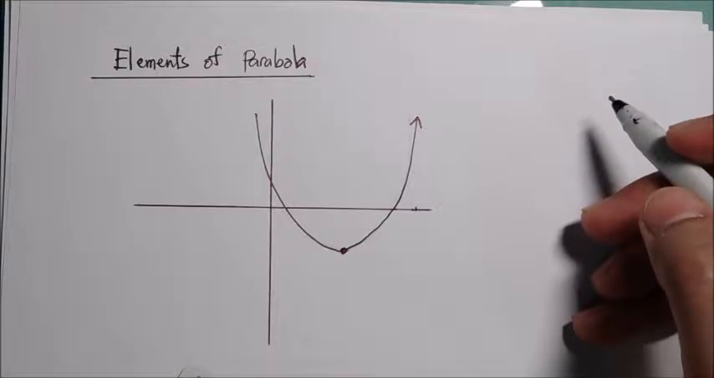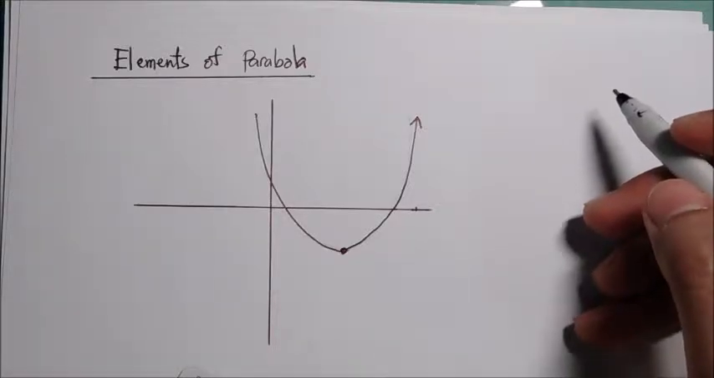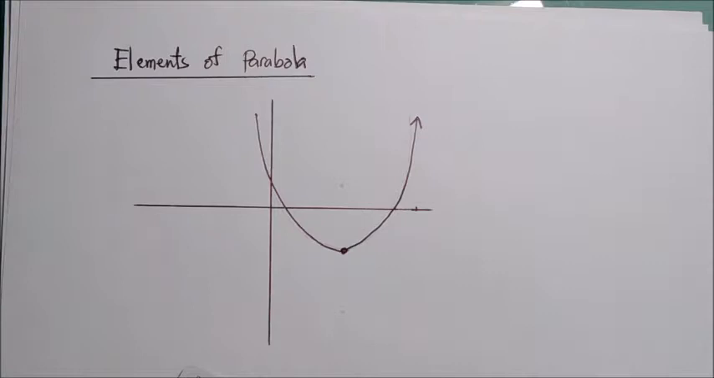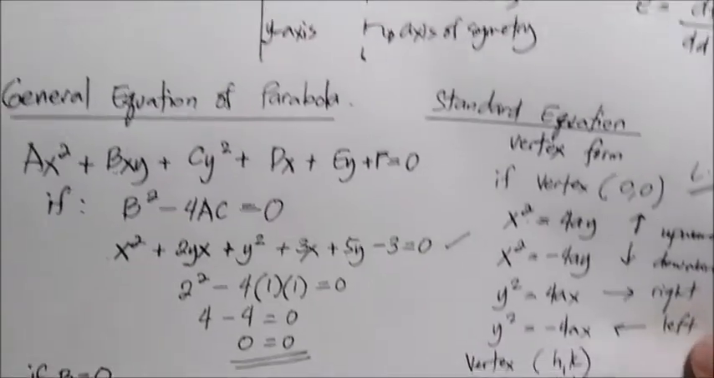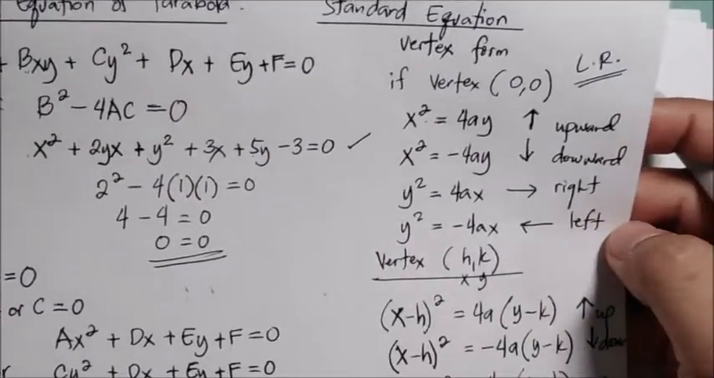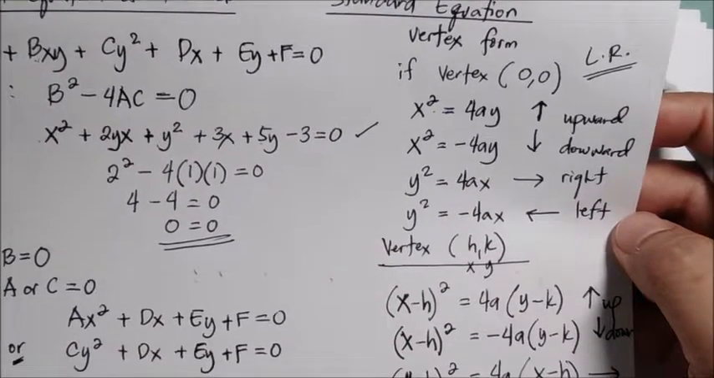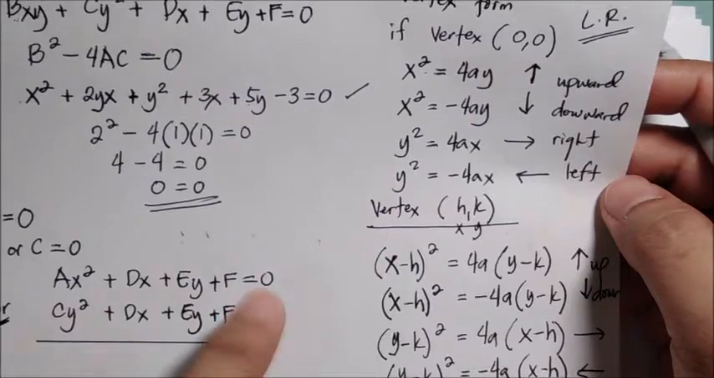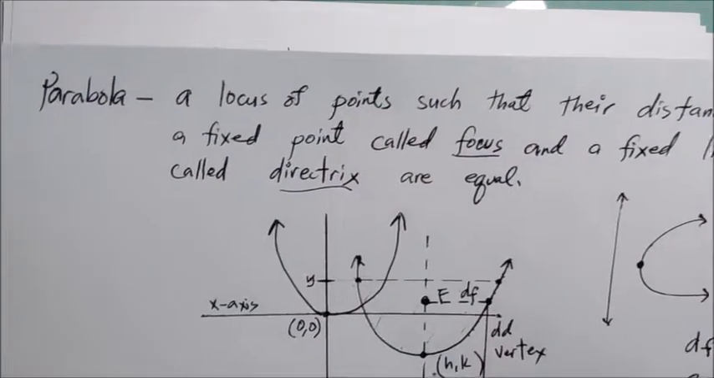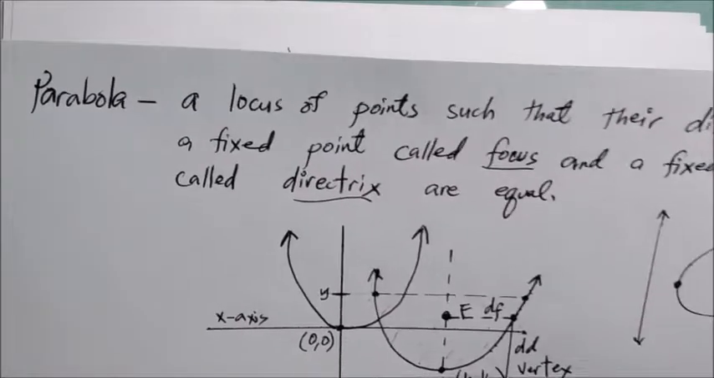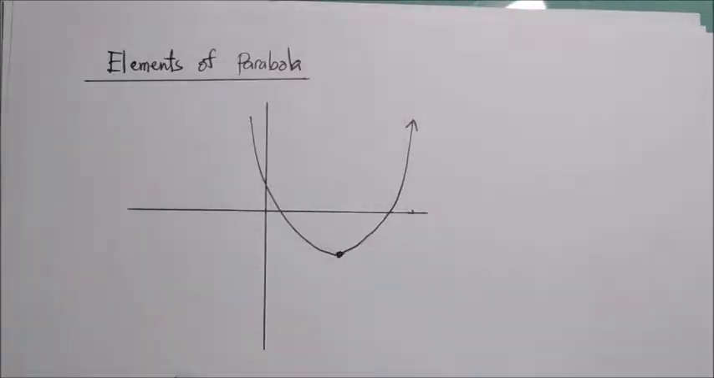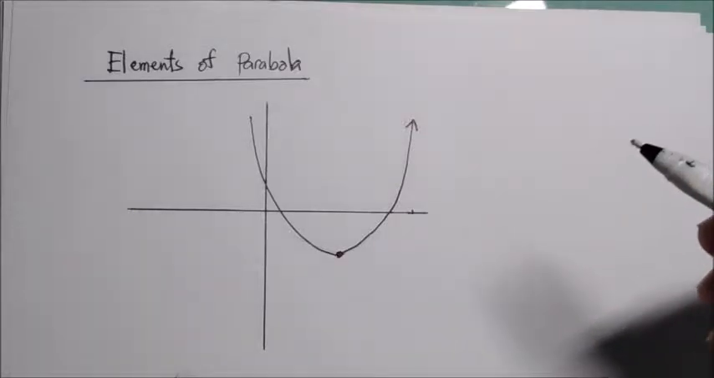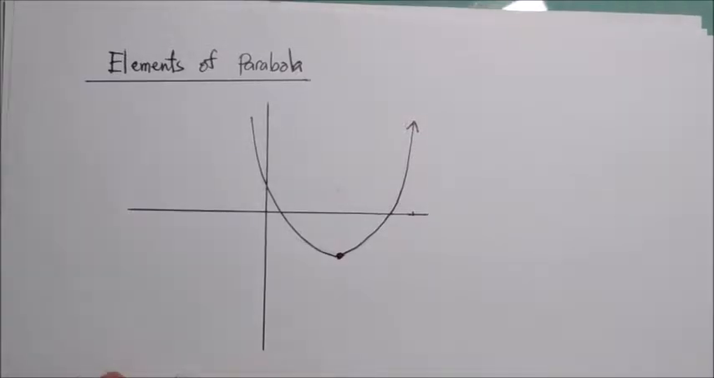Okay, today we will discuss the elements of a parabola, for us to better understand the general equations and the standard equations of a parabola as we discussed previously. What is this 4a? What is this h, k? As you can see in these equations. We also discussed the definition of a parabola: a locus of points such that their distances to a fixed point called the focus and a fixed line called the directrix are equal.